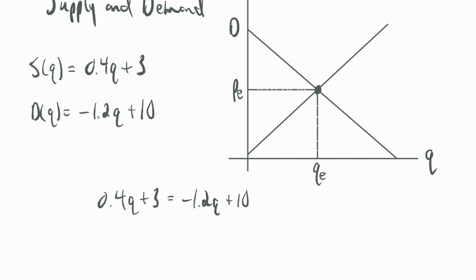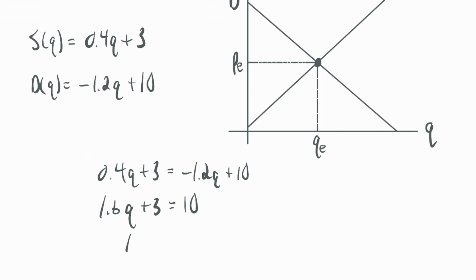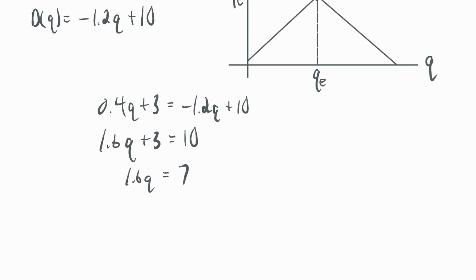Okay, and I want to solve for Q, so I'm going to add 1.2 Q to both sides. So I get 1.6 Q plus 3 equals 10. And then I'm going to subtract 3 on both sides. So 1.6 Q equals 7. Then I'm going to divide both sides by 1.6. So Q equals 7 over 1.6. 1.6 is also, I believe, 8/5, but we'll just use a calculator to work this out.